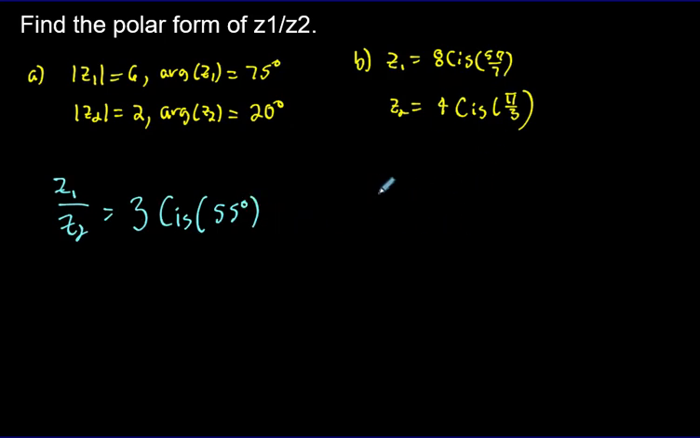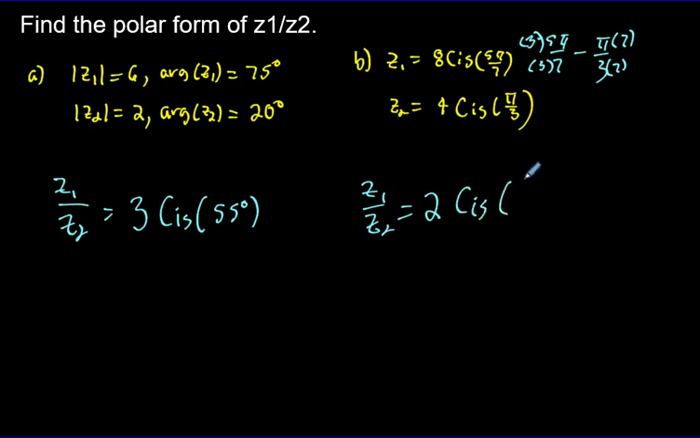Now for this one up here, z1 over z2: 8 divided by 4 is just 2. And then I'd have to subtract these: 5 pi over 7 minus pi over 3. Since it's z1 over z2, I can find a common denominator. This would be 15 minus 7, which comes out to 8, so it'd be cis of 8 pi over 21, since 7 times 3 is 21.